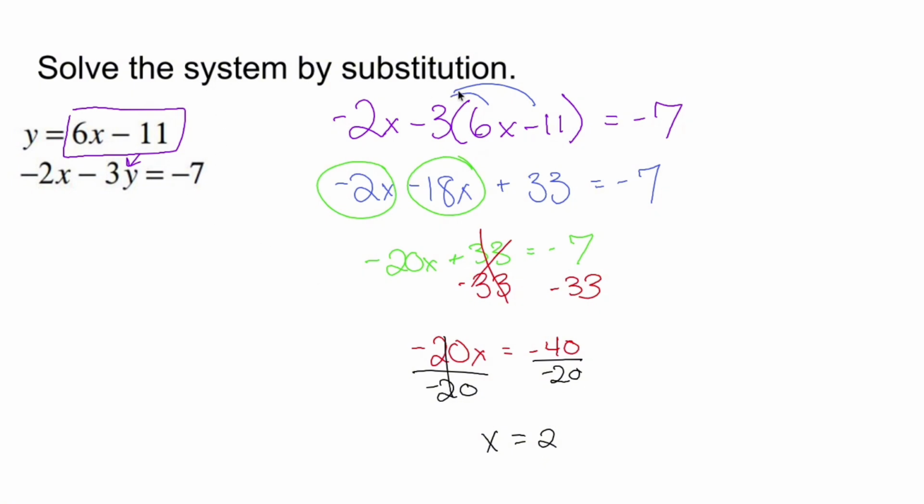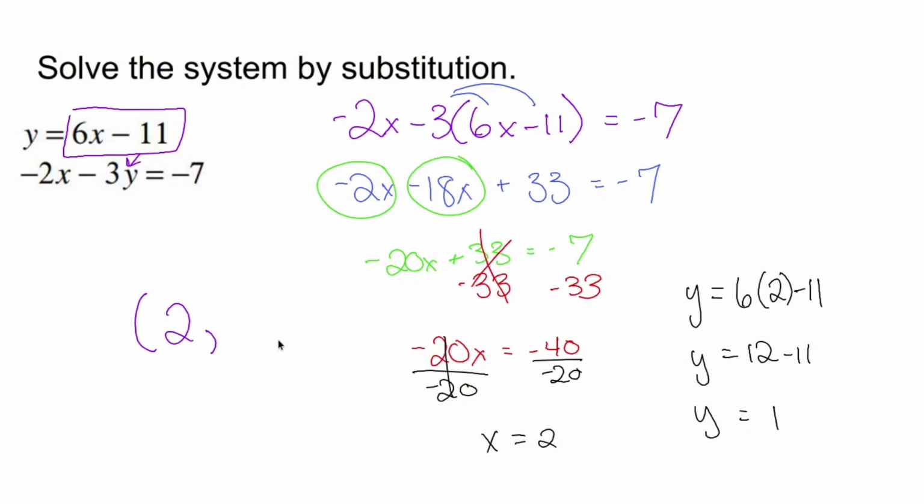Now, a system of equations is going to have a solution as a point. So not only do we need an x value, but we need a y value too. How can I find my y value? Well, I know y is 6x minus 11. So why don't I replace x with 2 and say y is 6 times 2 minus 11. So y is going to be 12 minus 11, and y is going to be 1. Now that I have x is 2 and y is 1, I'm going to get myself a point in the format 2, 1.